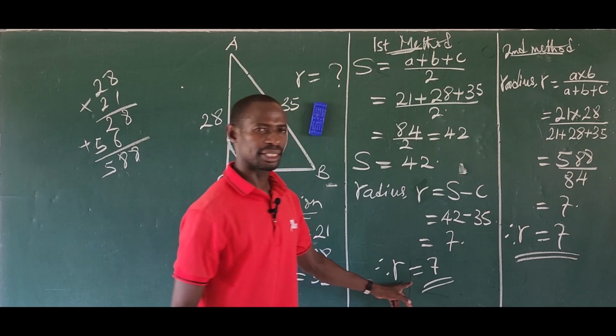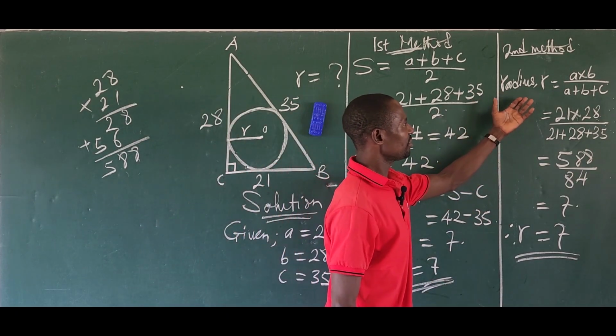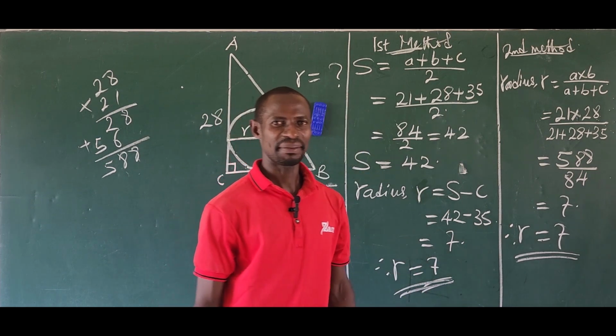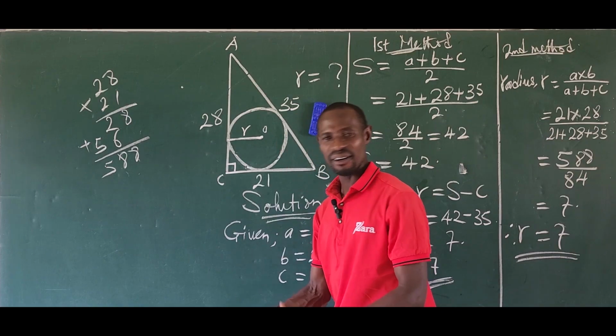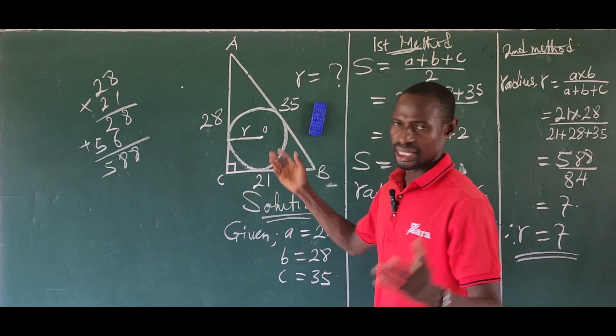Now look at what we got in the first method. We also got 7. So either you use this method or you use this method, you get the same answer. Okay, so this brings us to the end of this wonderful math class. The radius to this circle is 7.